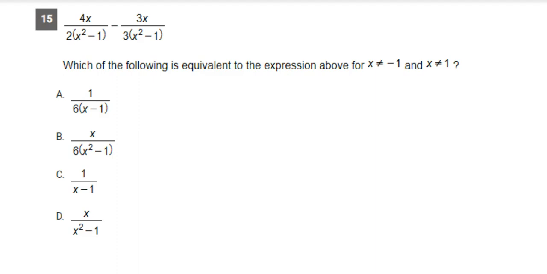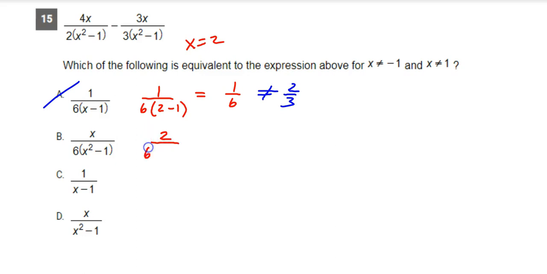So like in number 1, if I use that fact of x equals 2 and plug it in, 1 over 6 times 2 minus 1, well, that is 1 divided by 6, and that is not equal to 2/3. So you're gone. I'll try another one.